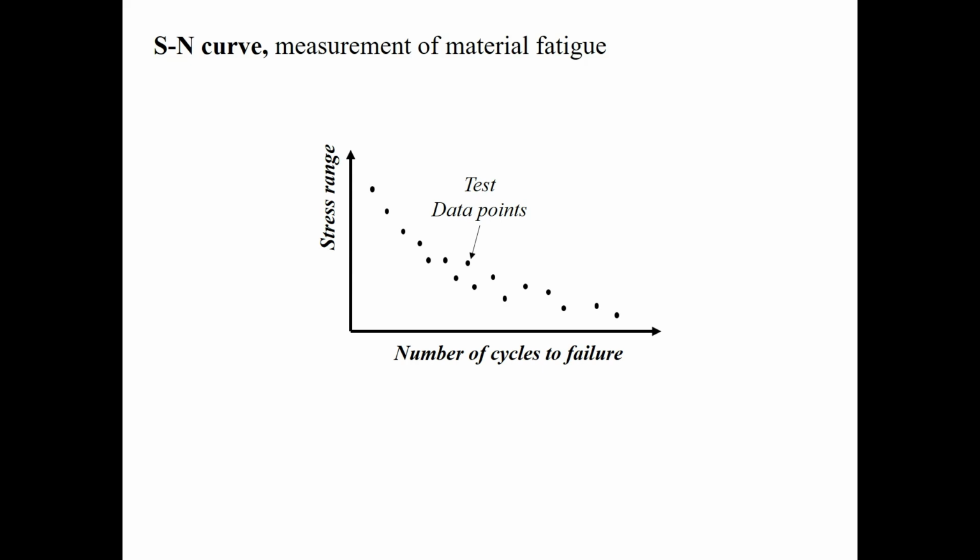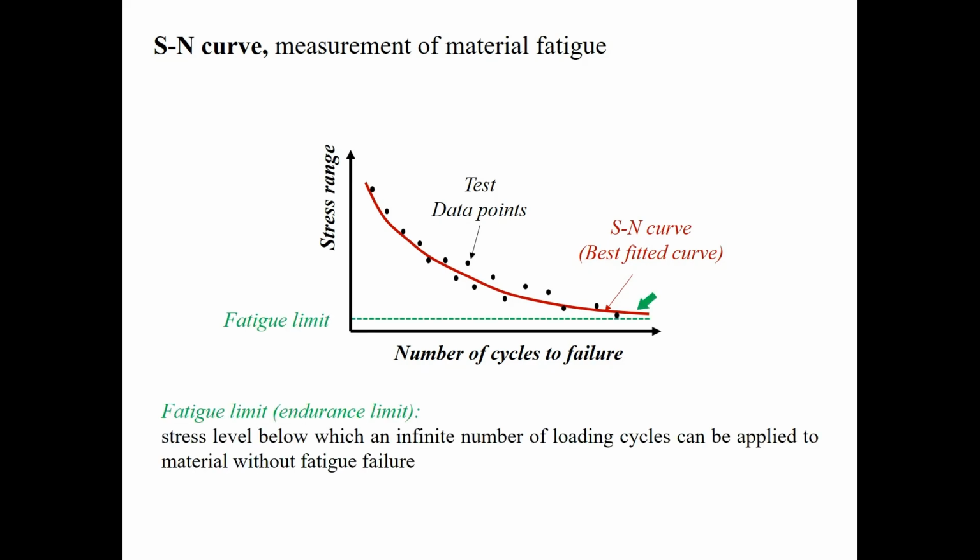To understand the fatigue behavior of a material, various specimens of the material are subjected to cyclic loading with different stress ranges. In each experiment, a specific stress range is applied to a specimen, and the stress range is plotted with respect to the number of cycles before failure. By fitting a curve to the test data points, we get a curve, which is called the SN curve. The SN curve is a measurement of the fatigue behavior of the material. For some materials, this curve at a very large number of cycles becomes a horizontal line. The corresponding stress range is called fatigue limit or endurance limit.